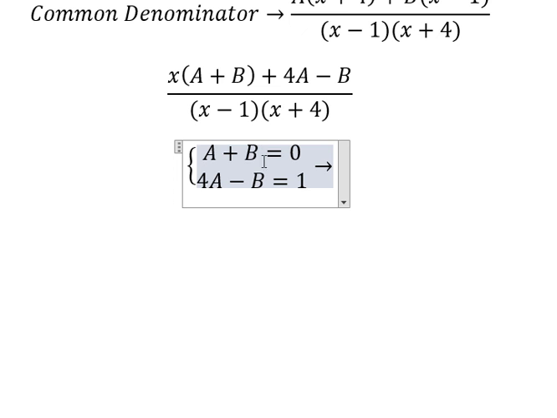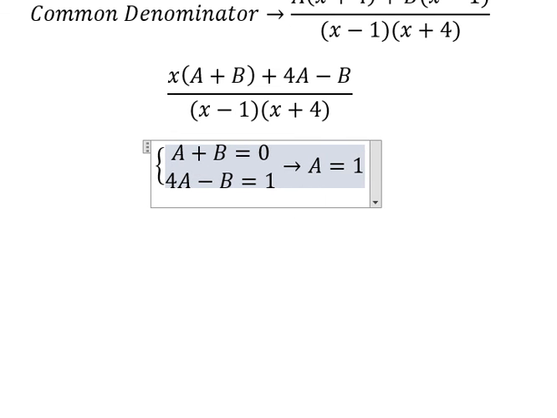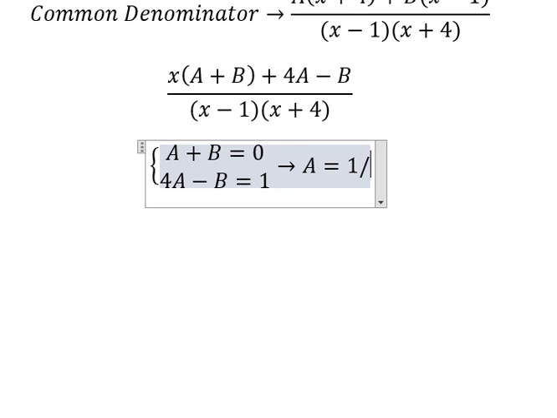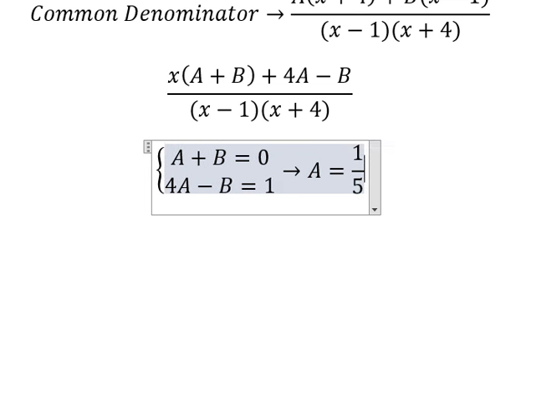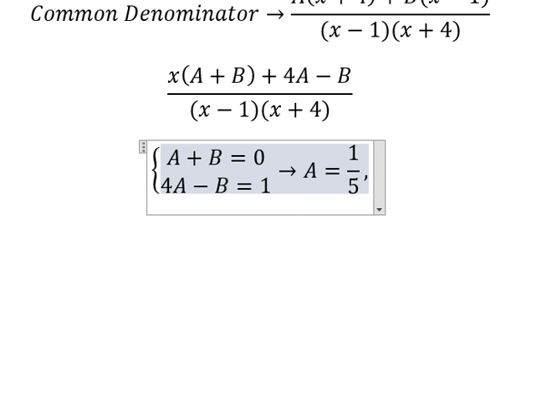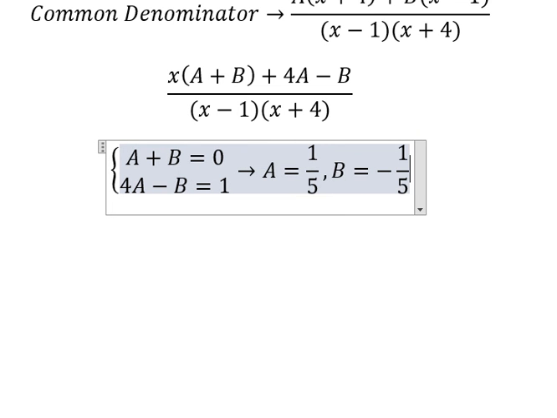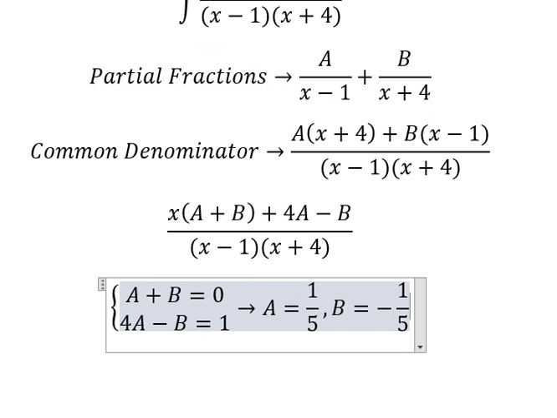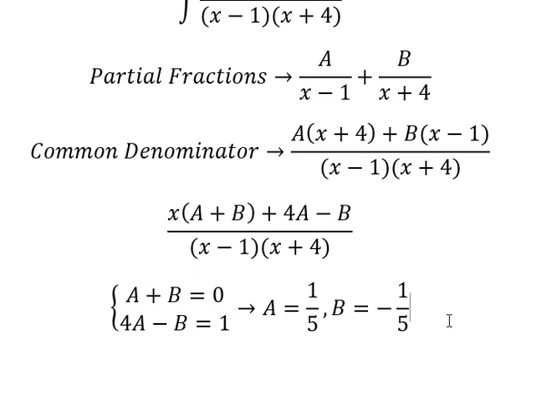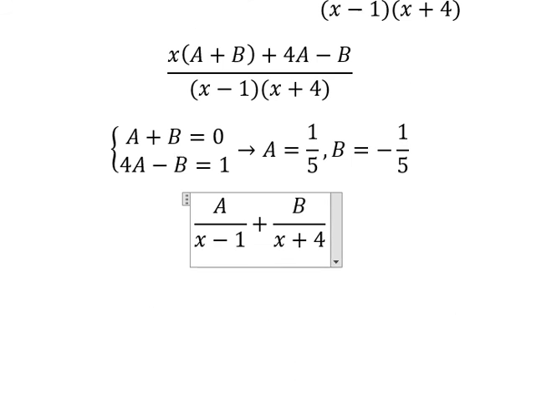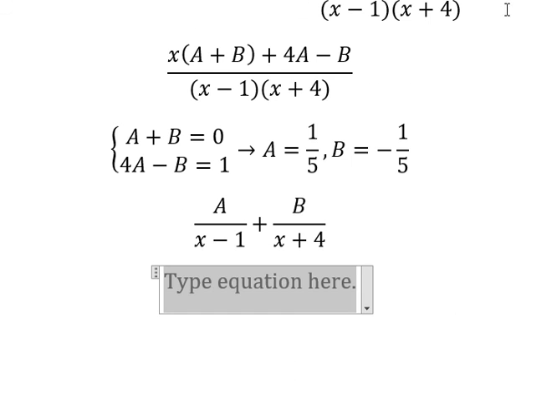And now we need to find the solution of A and B. So A equals 1 over 5 and B equals negative 1 over 5. And now we put the values of A and B in here. So we can create this integration.